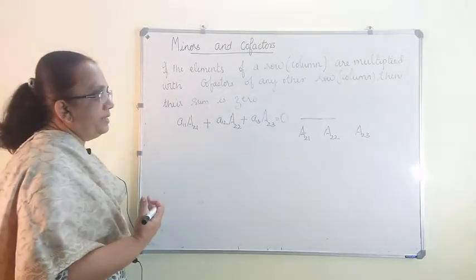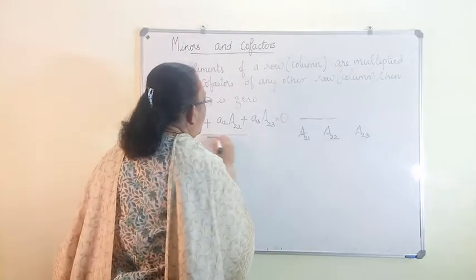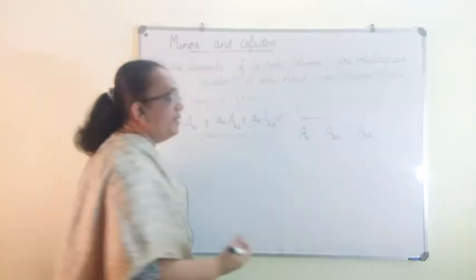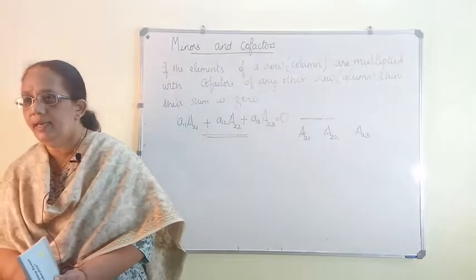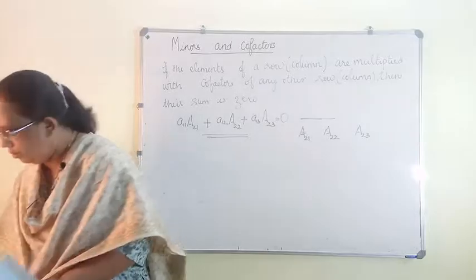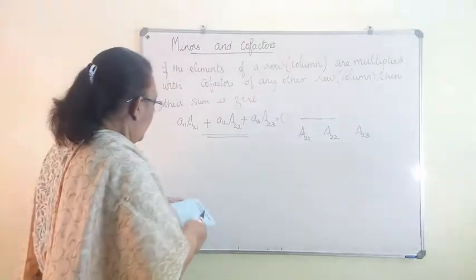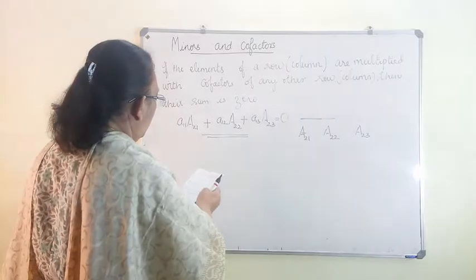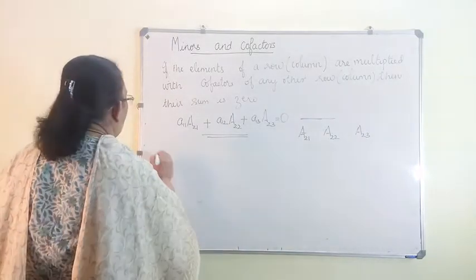Let us consider one example. This is an important property because a question may come like this: fill in the blanks, or any other type of question you may be asked to do. So, be careful with the question. Take down the question. Using cofactors of the second row.